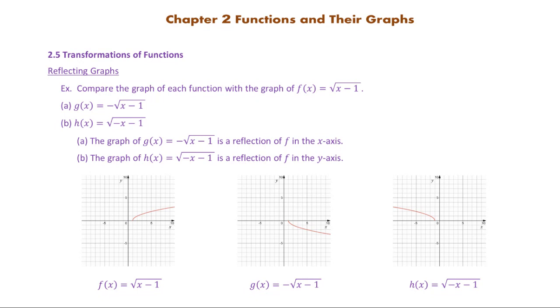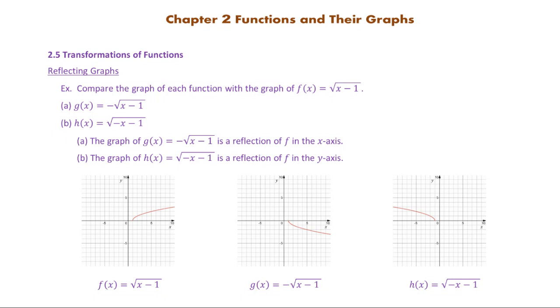Let's just continue and do another one. So in this example, we need to compare the graph of each function with the graph of f equal to square root of x minus 1. Okay, so this time we are given the functions f, and then we are given g and h, and we need to tell what's the difference or what's the relation between the graphs of those functions.